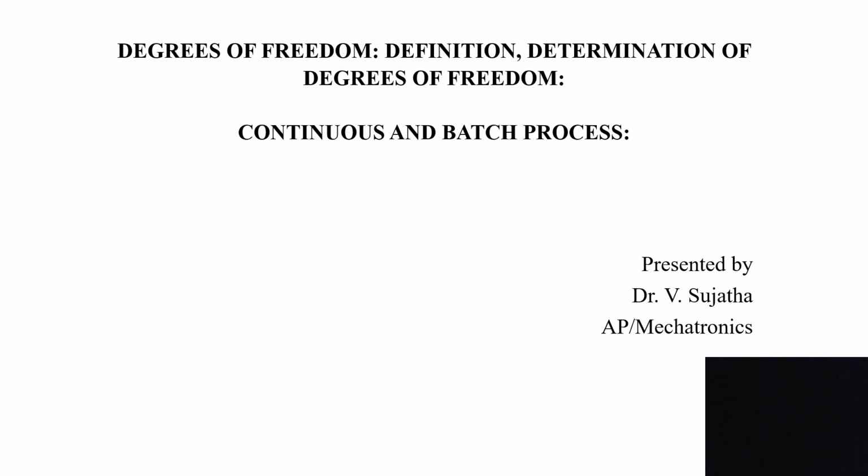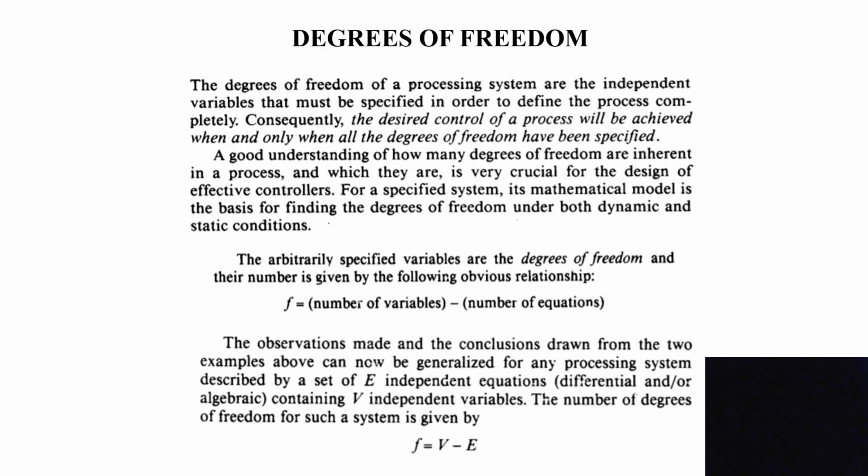Good evening, students. We are in the last part of Unit 1 to explore the degrees of freedom and continuous and batch process. Let us explore the first one. Here, let us see how to determine the degrees of freedom. F is equal to the number of variables minus the number of equations, which is represented as P minus E.